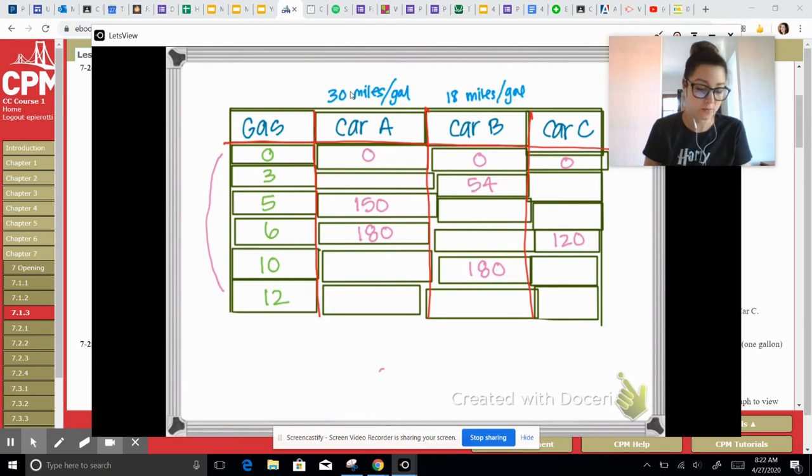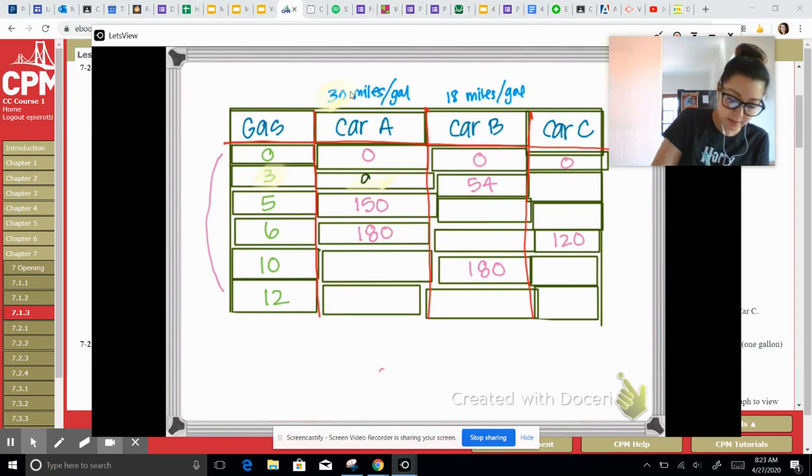So now I'm going to take whatever is in the gas amount column. I'm going to multiply it by the unit rate, and that's going to tell me the mileage for that car. So in this case, car A, since it goes 30 miles per gallon, I'm going to multiply that by 3 gallons to see how far it can go. And 3 times 30 is 90.